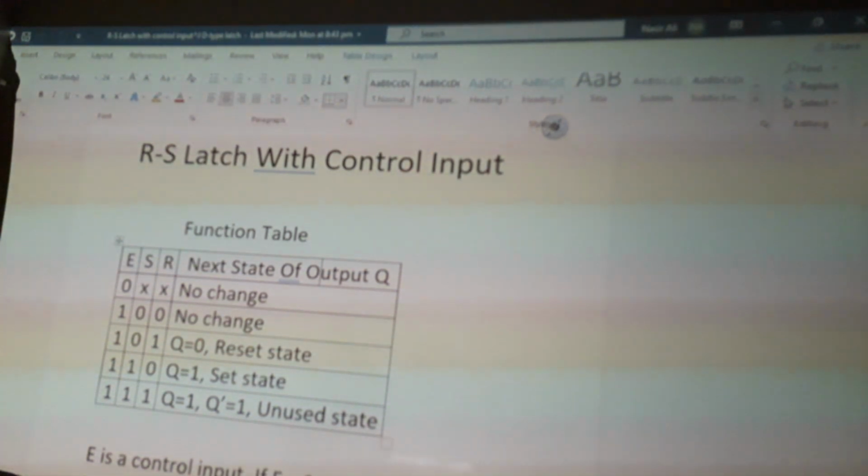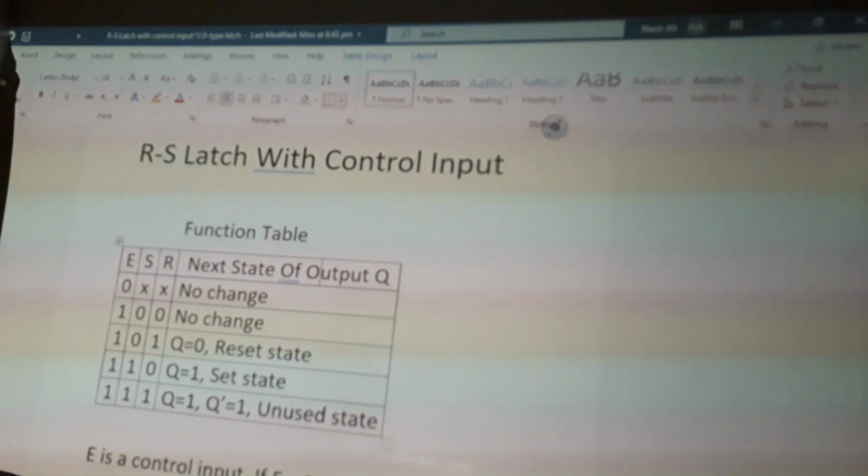Then we give E is equal to S is equal to R is equal to 1 state. And at the output we have Q is equal to 1 state and Q dash is also equal to 1 state, which is not possible because if Q is 1 state, then Q dash must be equal to 0 state, because these two are opposite to each other, and that is why this is an unused state.